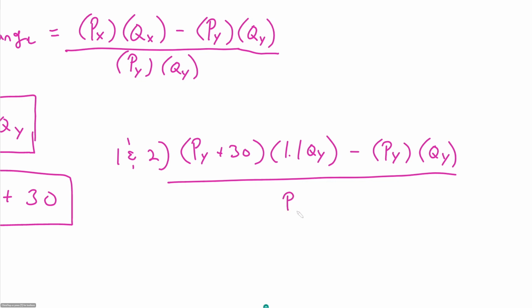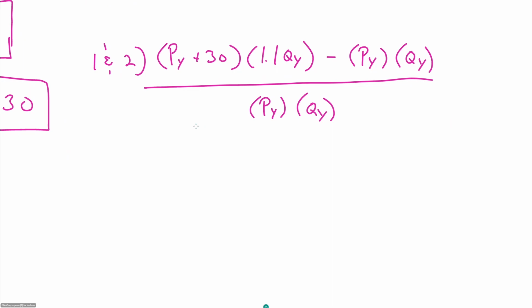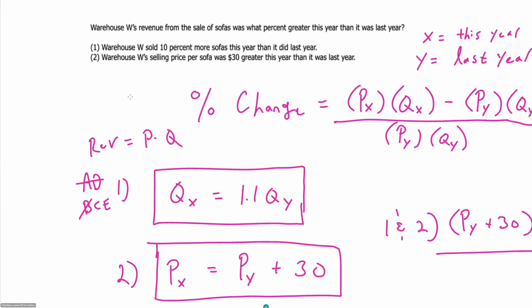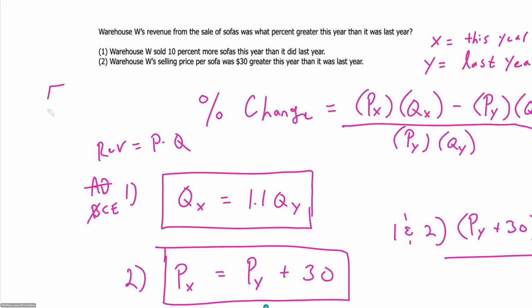all over PY QY. So I can see here that this will still be insufficient because we were able to get everything in terms of 2 variables, but that's still not enough to cancel all of our variables out. In order to do that, we need to get everything in terms of a single variable. And so here, once you see that, you can say it's insufficient. The answer will be E. For the sake of completeness, let's see how far we can go, though.